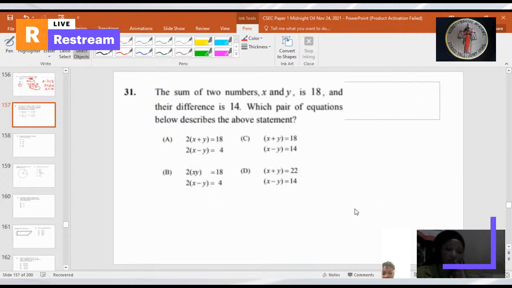x and y, make 18. So I said it'd be C. Correct. C. So C says x plus y equal 18, x minus y equal 14. So their sum is 18 and their difference is 14.